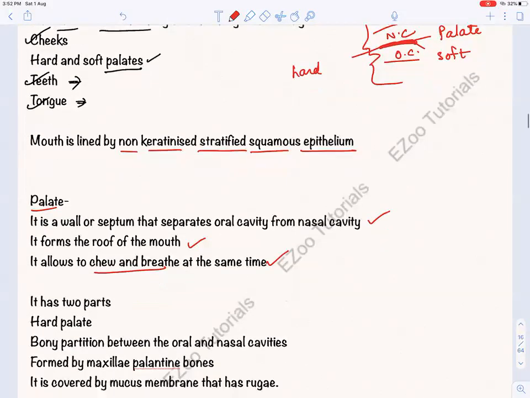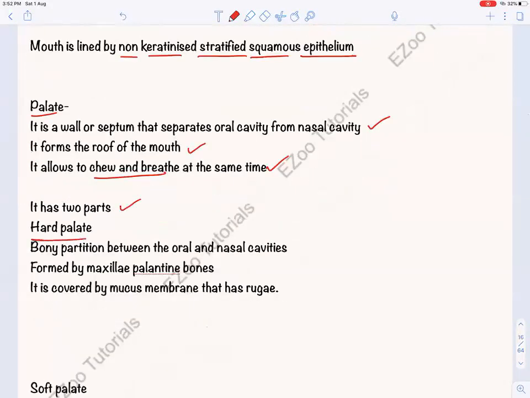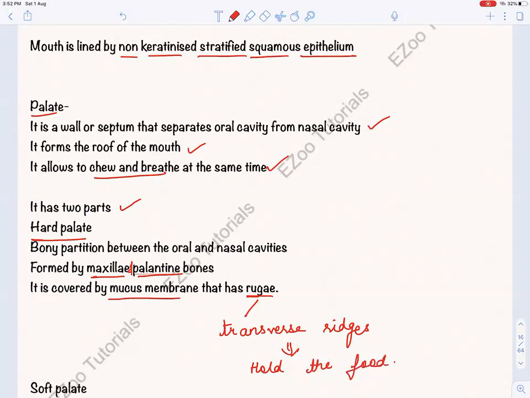Then we did, it has two parts. Hard palate, it is the bony partition. It is formed by maxillae and palatine bones, and it is covered by mucous membrane that has rugae. And what are rugae? These are transverse ridges. And what is the use of it? So as to hold the food. I'm just revising the previous class.